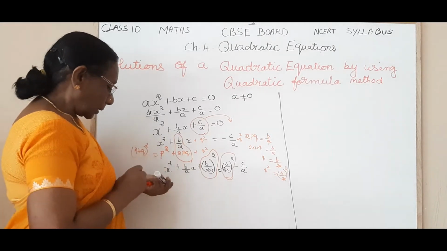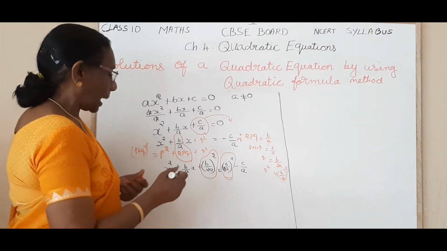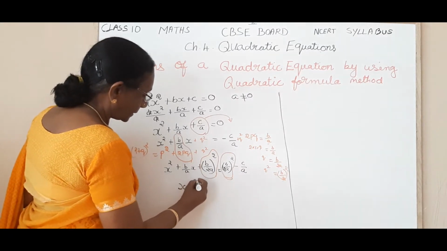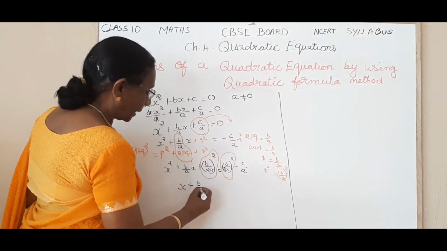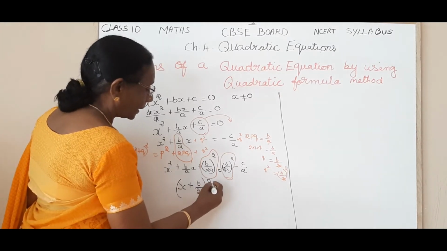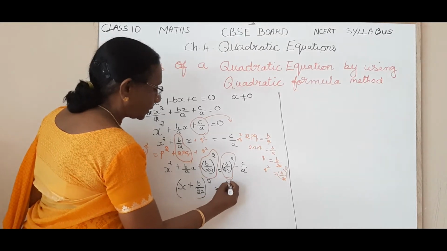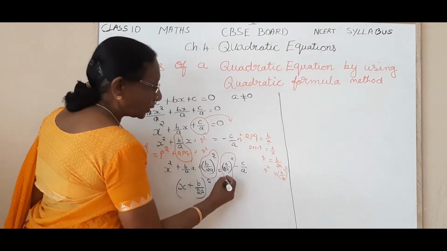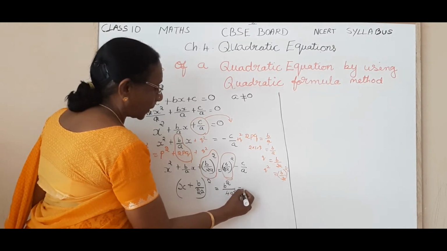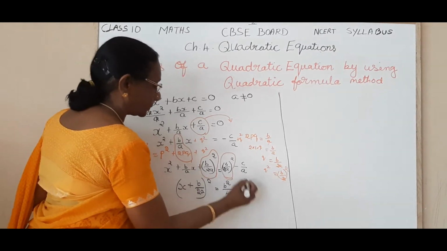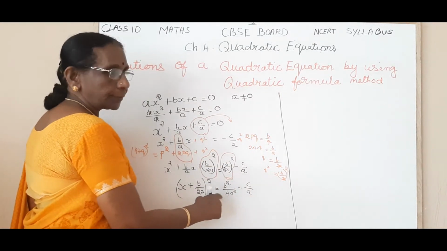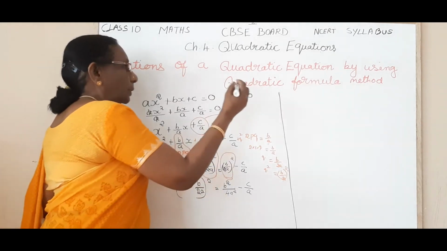Okay, so instead of p plus q, what are we going to write? X. X plus b by 2a the whole square is equal to b squared by 4a squared minus c by a. Isn't it, children? Now you take the LCM as 4a squared. So what will you get here?